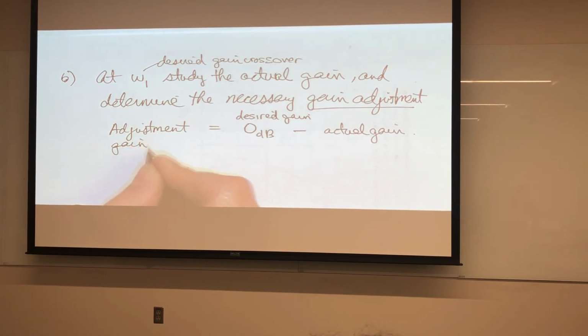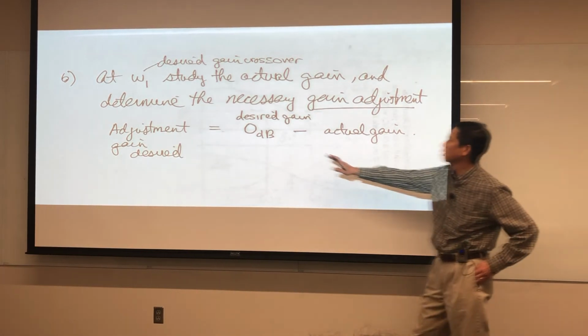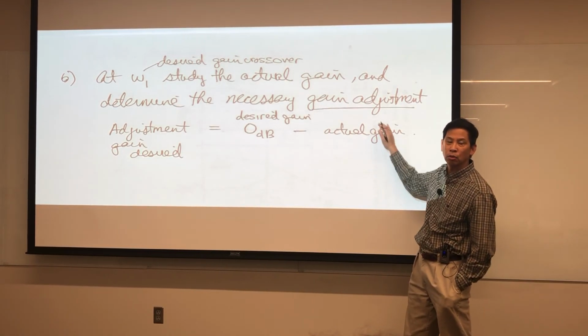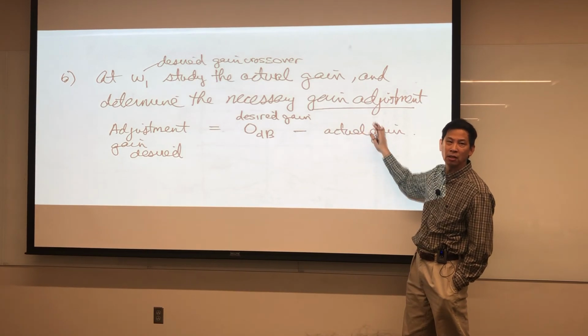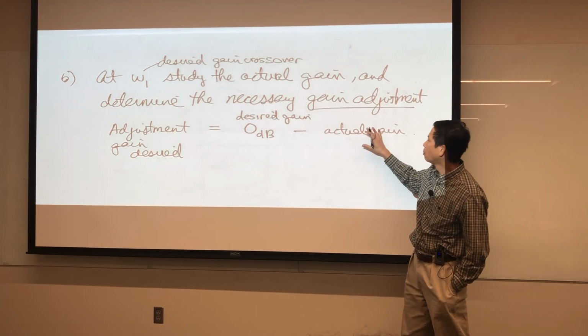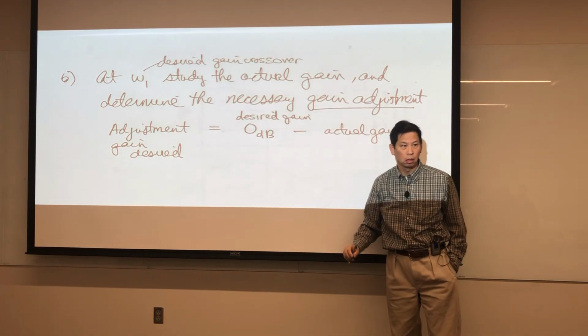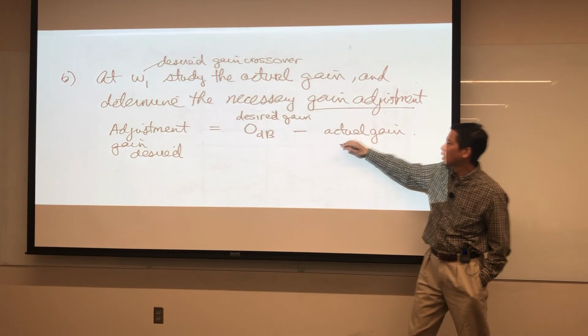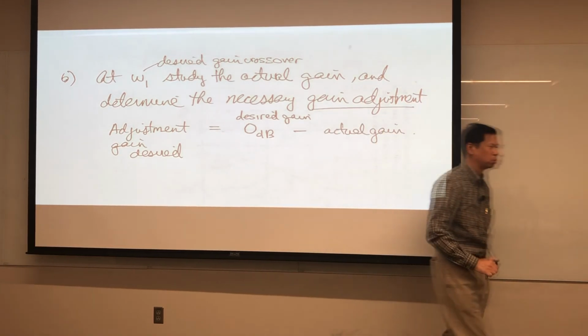This is the adjustment gain desired. How much adjustment do I need? Well, I compare it to 0 dB. If I'm too low, that means the actual gain is going to be something like minus 10 dB, minus 20 dB. I want to raise it up. So minus a minus becomes a plus. In some cases, the gain is maybe too high. Then I've got to decrease that. So that's the actual gain.